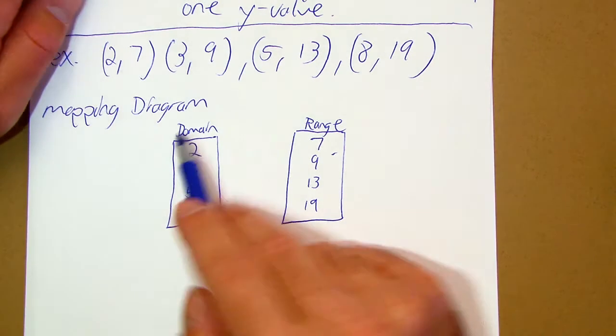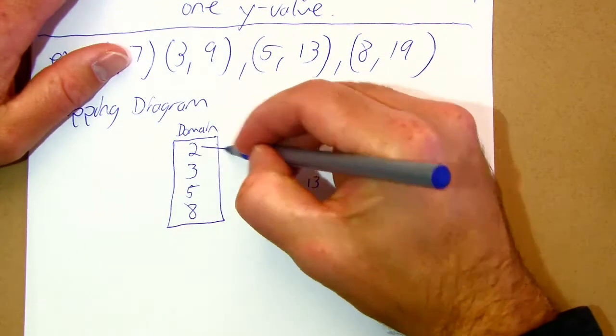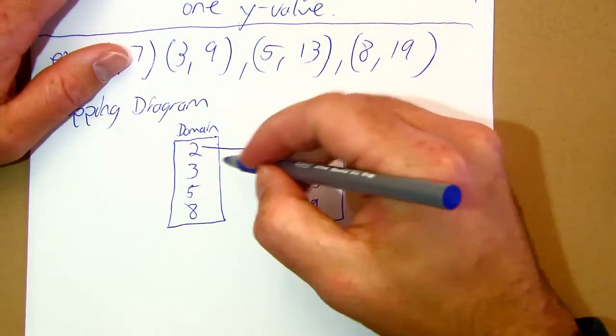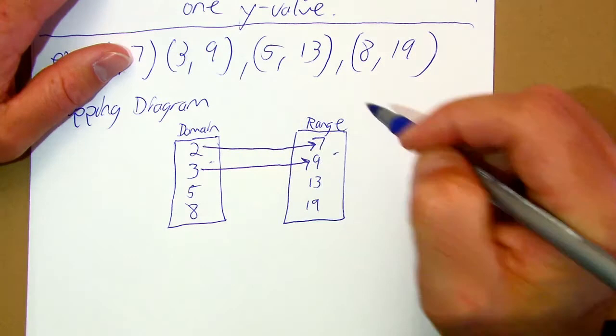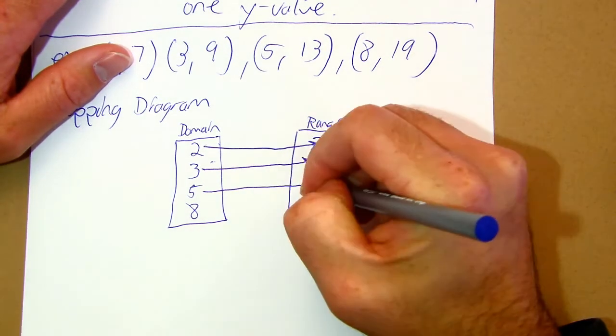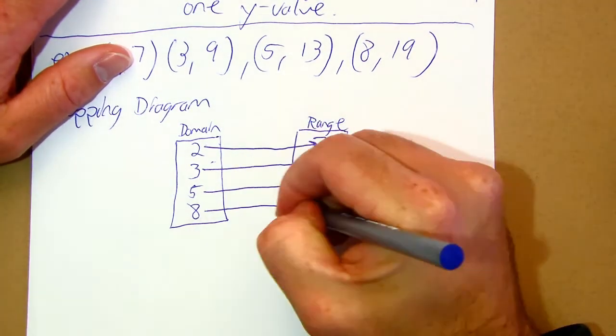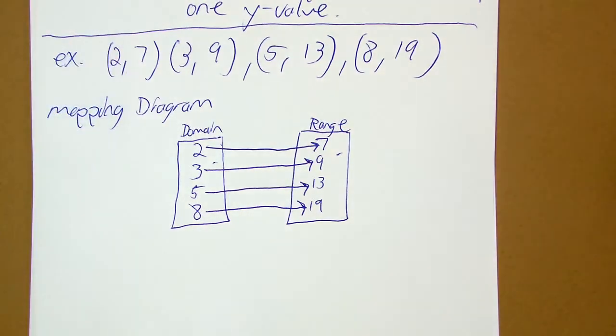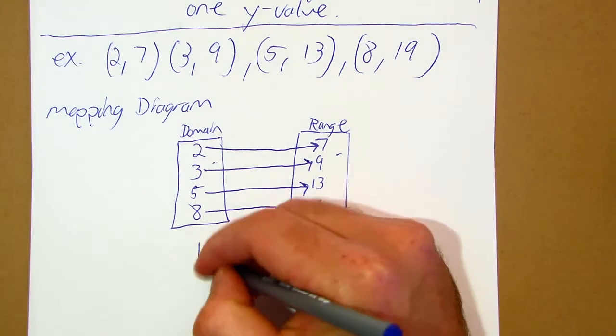And then you're just going to go through each point. So 2, 7, 2 goes to 7, 3, 9, 5, 13, 8, 19. So again, each x value is mapped to one y value. This is a function.